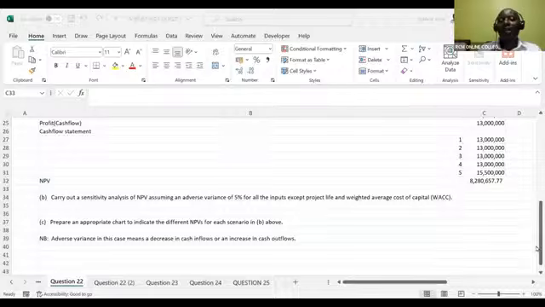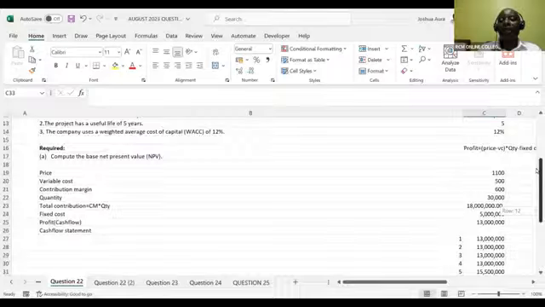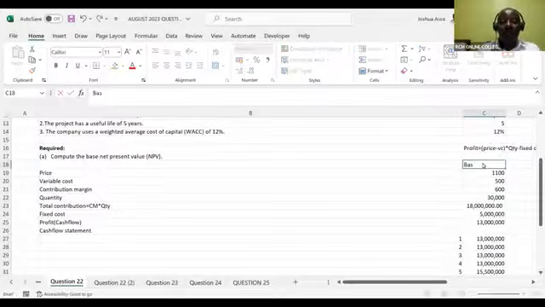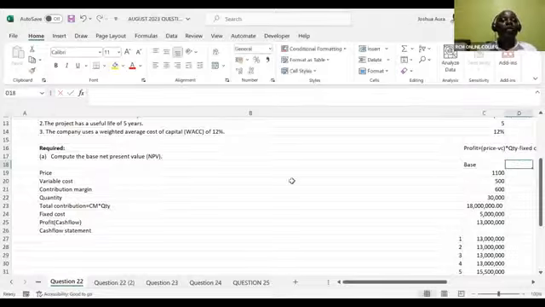So I'll come back here. So remember now, whatever information we had here is what we call the base. This information is the base because it's the information we've been able to use without changing anything. And then now I'll come and do my first scenario. You see, they've told us that all these variables are changing except WACC and number of years, but every other variable is changing. So we shall start with price.